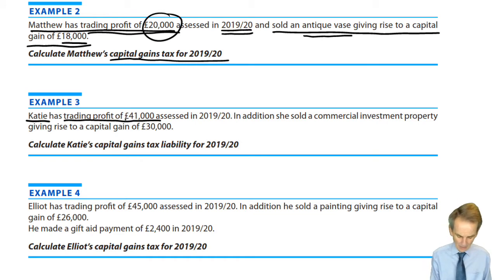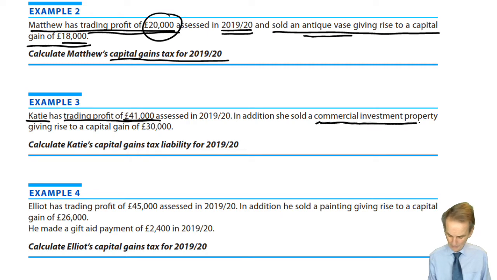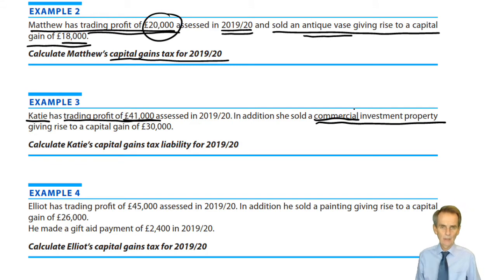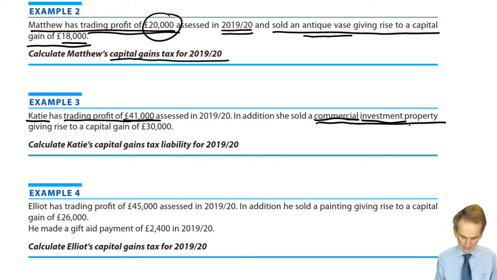So here, with a trading profit of 41, we're still going to be within the basic rate band. What did she sell? A commercial investment property. Commercial, not residential. So we're back to our 10% and 20% rates. This is not an investment asset that would rank for entrepreneurs relief, but we'll learn about that in chapter 14. And clearly it's not residential property. How much gain do we have? A capital gain of 30,000.